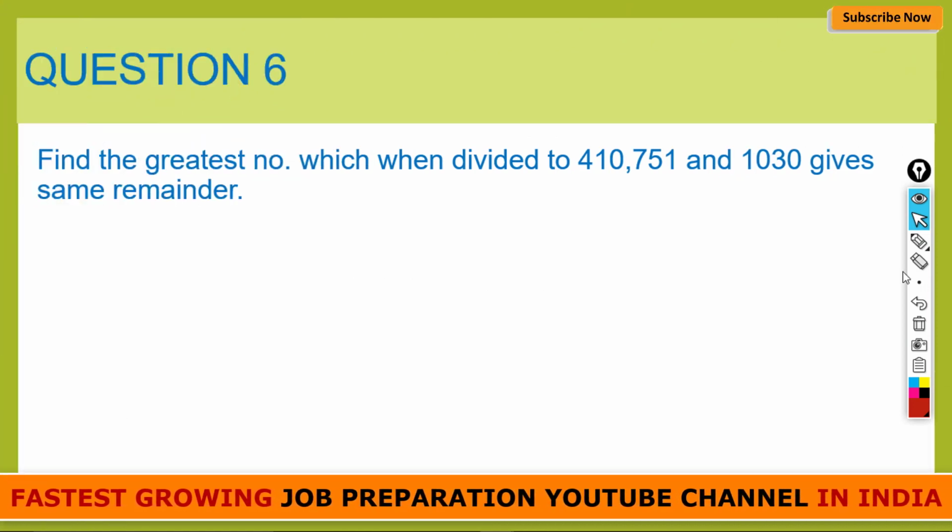So here comes question number 6, which tells: find the greatest number which when divided into 410, 751 and 1030 gives the same remainder. If you do it in the normal method, it will take a lot of time. So I am going directly to teach you the easiest method to do this sum. So how will we do it?